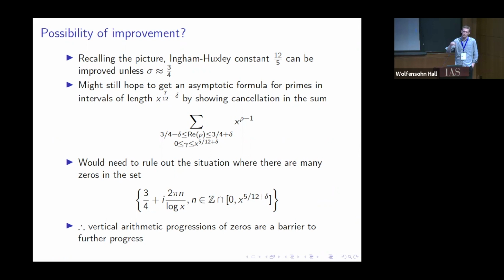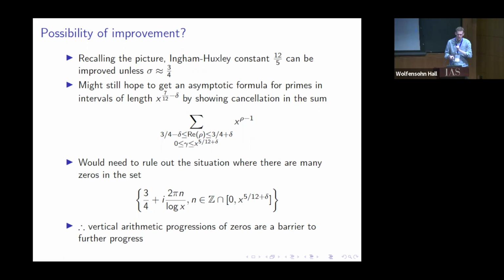Yeah. The infinite arithmetic progression or just being in an arithmetic progression for some length? Yeah, so here I said n going up like x to the 5/12. If I'm trying to find primes in a short interval, I have to take zeros up to some height, and then I don't care what's going on above this height. And if the zeros up to this height, a little bit more than x to the 5/12, were all in an arithmetic progression like this, that would be a problem. Does that answer your question? Okay, maybe we can talk later.